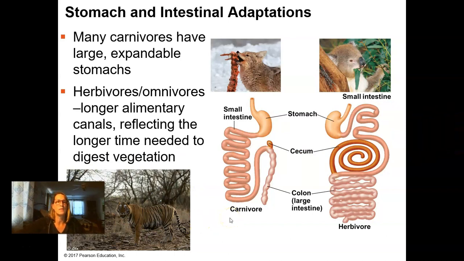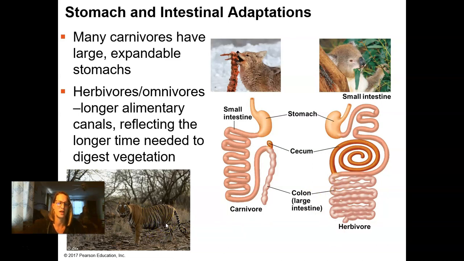Okay, so for example, carnivores can have large expandable stomachs. So especially carnivores that eat a lot at once and then they wait a while before they eat again. So like large cats have these stomachs that can expand and they look pretty uncomfortable. Here you see a tiger. You can see its belly is really full.